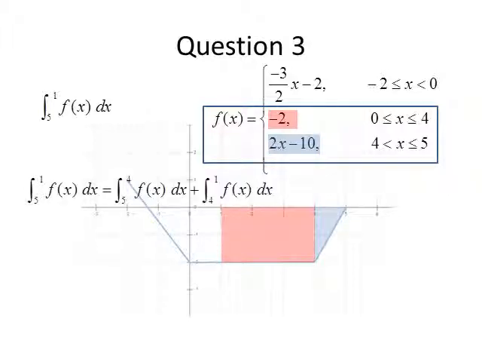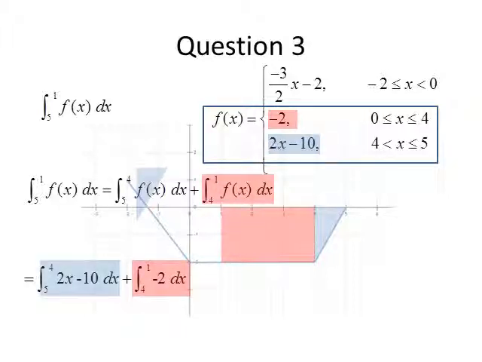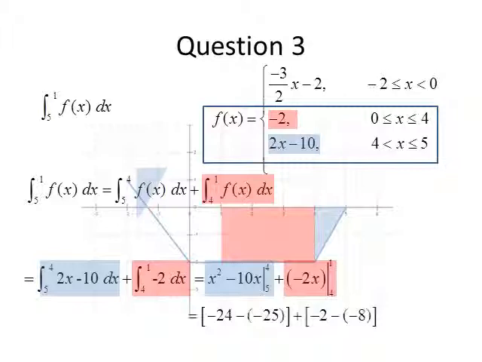The integral can be written as the sum of 2 integrals. Replacing the f of x in each integral with the appropriate function rule gives us an opportunity to apply the fundamental theorem. Find antiderivatives, evaluate them, and then add the results, and we get 7.